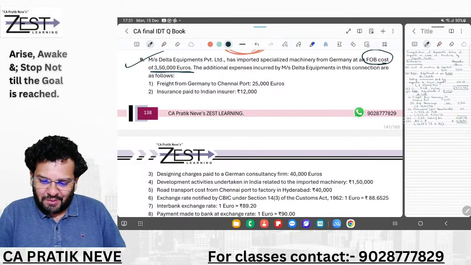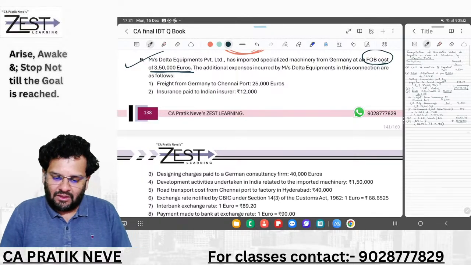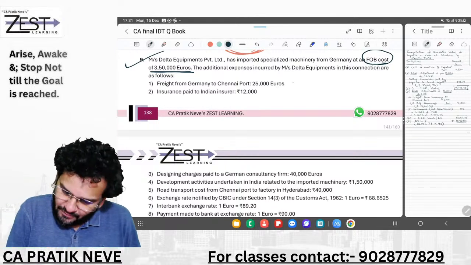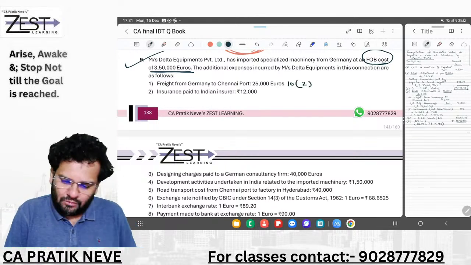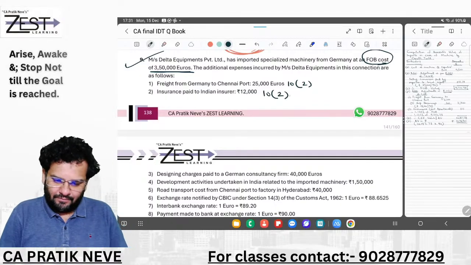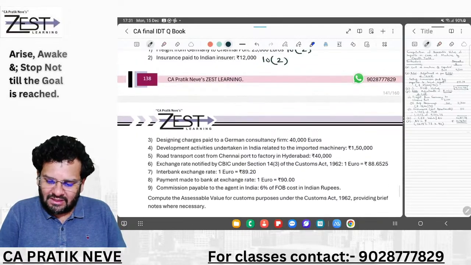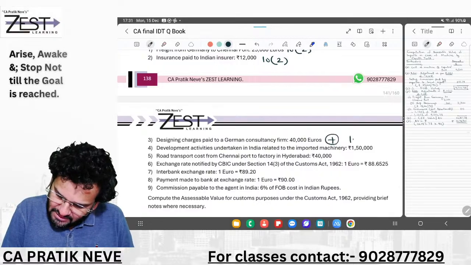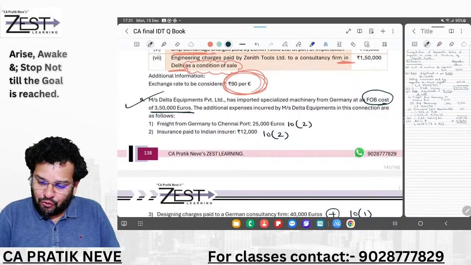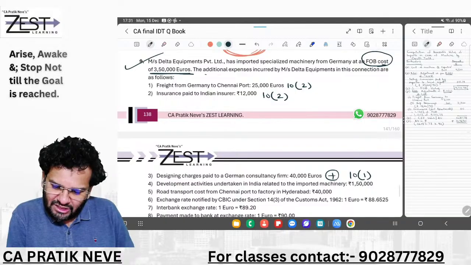The additional expenses incurred by Delta Equipments in this connection are as follows. Now you know, freight from Germany to Chennai port, this is adjustment of 10(2). Insurance paid, this is adjustment of 10(2). Then designing charges paid to German consultancy. Yes, this is adjustment of 10(1). Means it will be added while getting FOB. Okay. These are additional expenses.